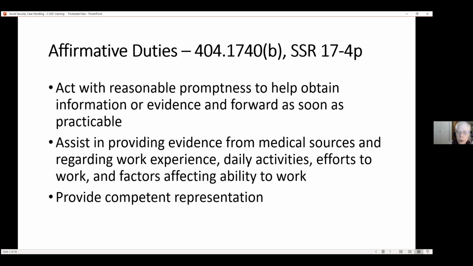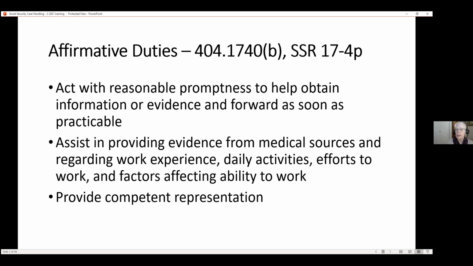It also relieves Social Security of having to obtain the evidence themselves, which they don't want to do. They want you to do it. So that's an affirmative duty. It's not something you can wait to the last minute like you can in some other practices.